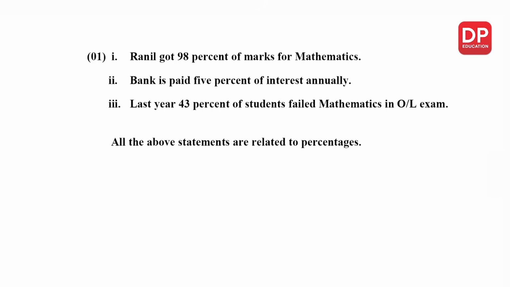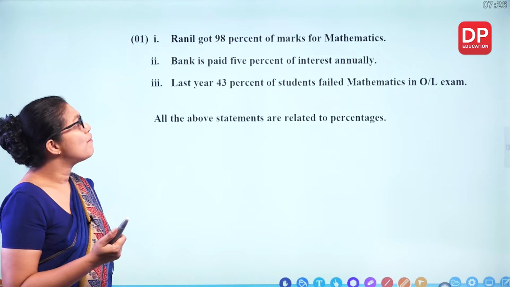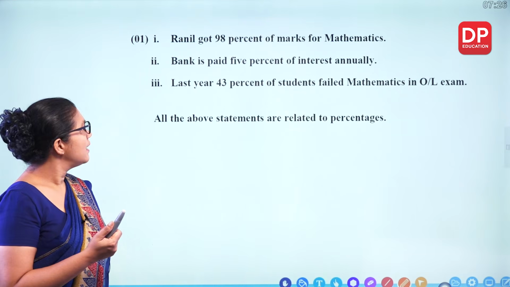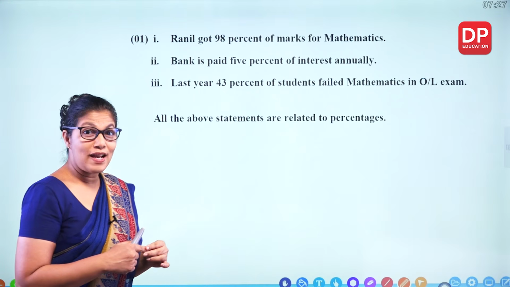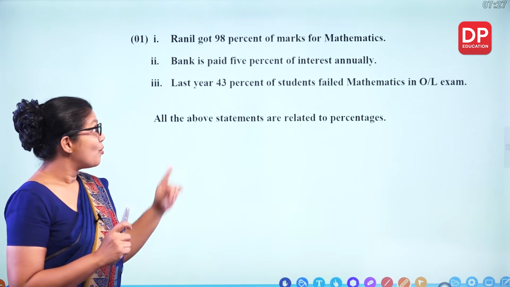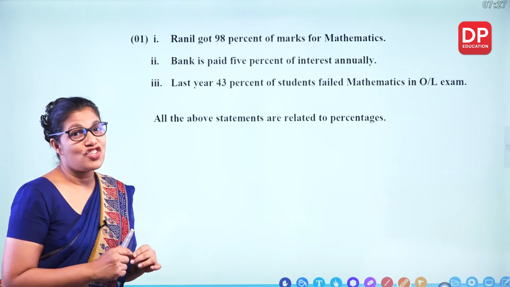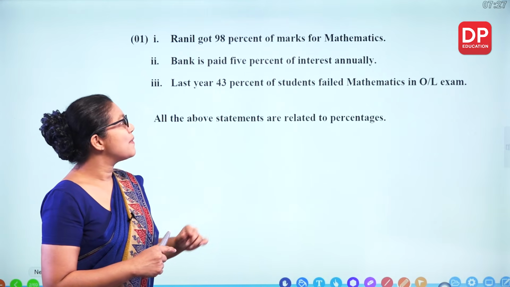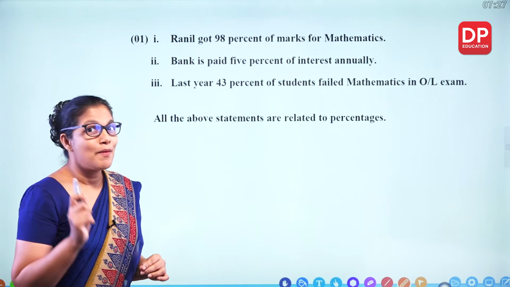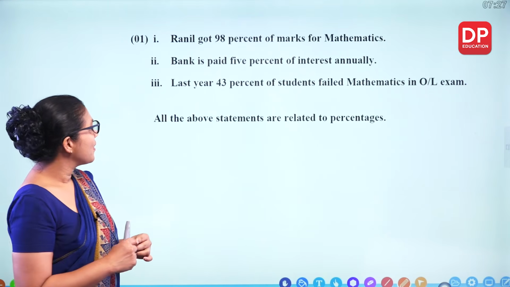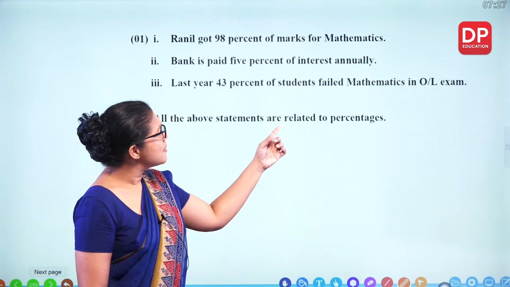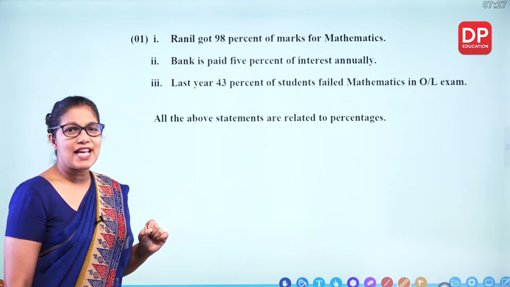Look at these statements. Ranil got 98% of marks for mathematics. Bank is paid 5% of interest annually. Last year 43% of students failed mathematics in the O-level exam. So this is true. Our intention is to reduce this percentage so that more students will pass the mathematics exam. All the above statements are related to percentages.